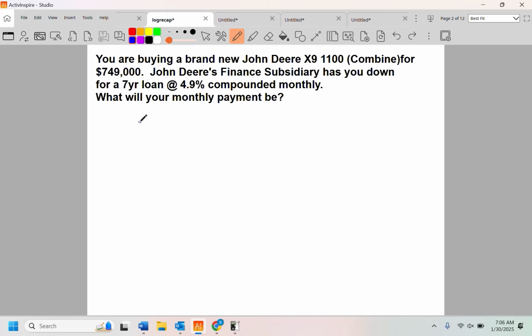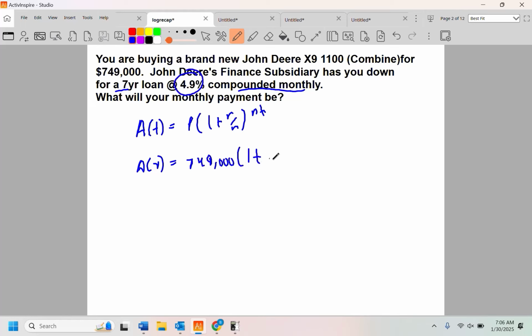All right, so we're going to use compound interest because we talked about this. The amount after time is the principal of 749. Oh, I need to write down the formula because y'all probably forgot. It is the principal times 1 plus r over n, to the nt. So we've got a 7-year loan. The amount in 7 years shall be 749,000 times 1 plus the rate, 0.049, compounded monthly, n is 12, with an exponent of 12 times t, 7 years. And it's going to be a bunch of money.